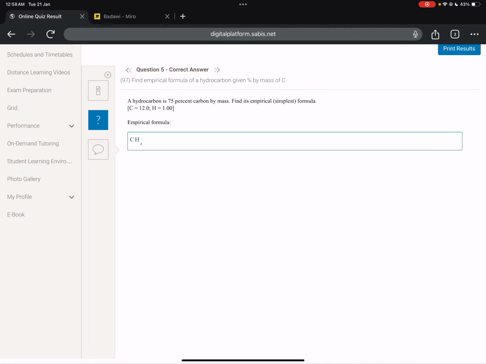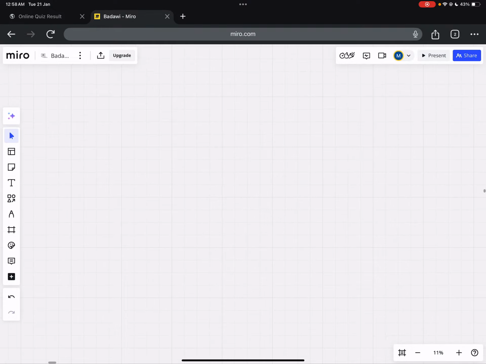A hydrocarbon is 75% carbon by mass. Find its simplest formula. So this question, we can solve it in several different ways. I will solve it in this way. So since carbon is 75%, hydrogen will be 25%. Why? Because since it's a hydrocarbon, I only have hydrogen and carbon. And of course, they should add up to 100%.